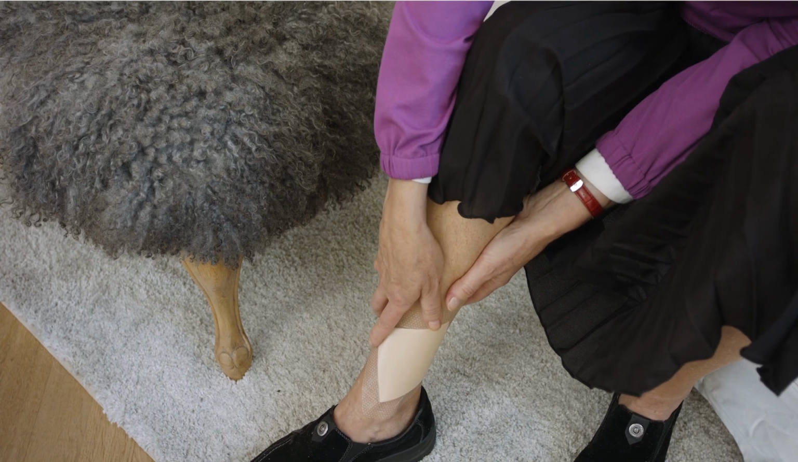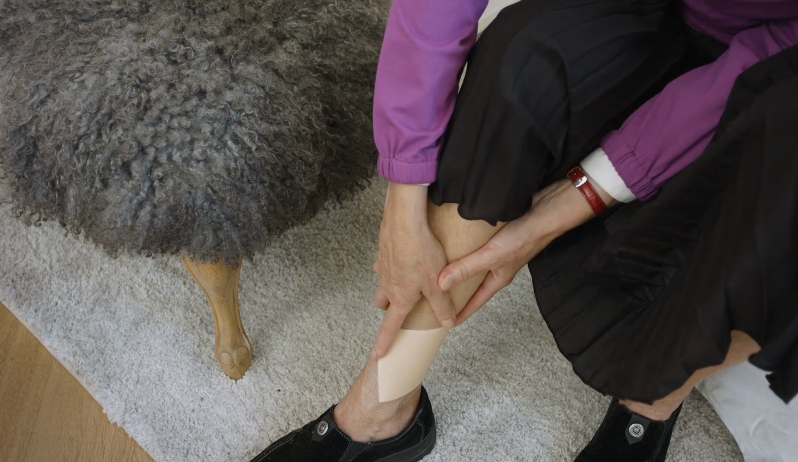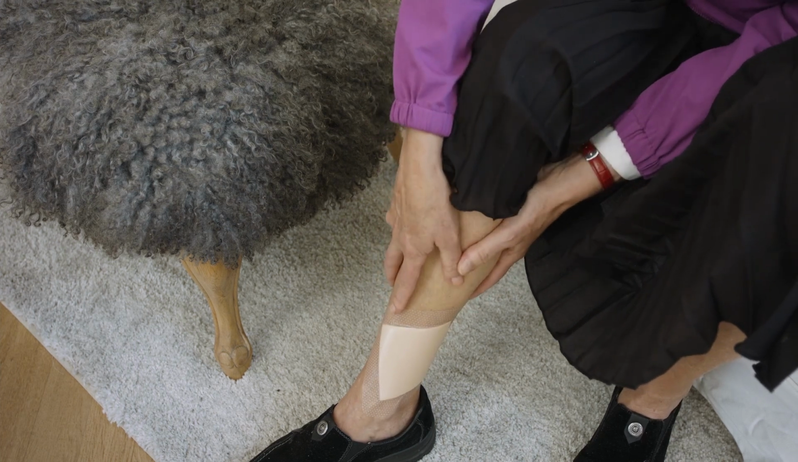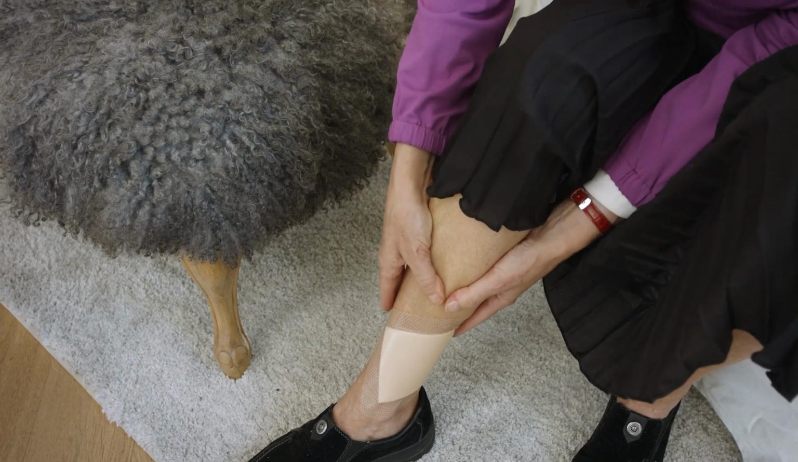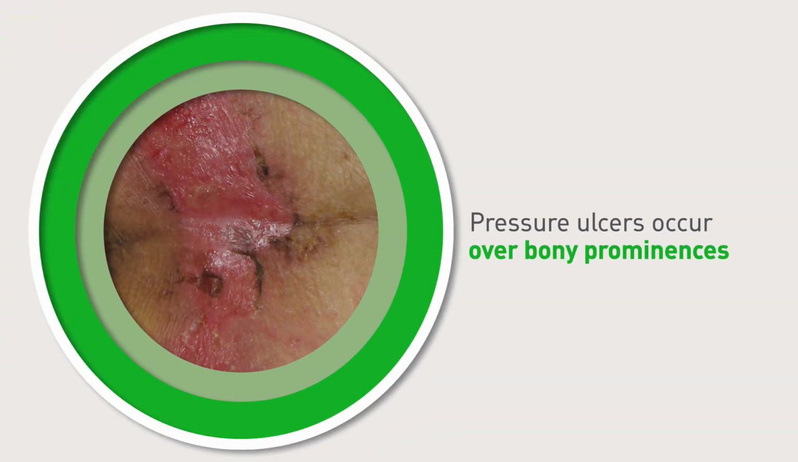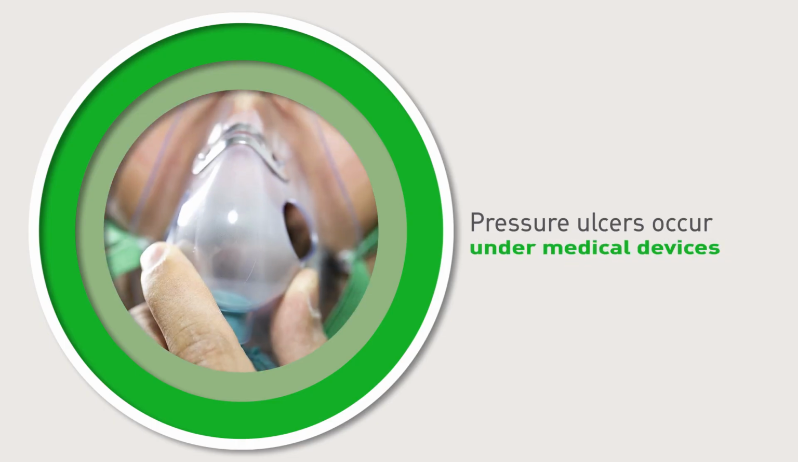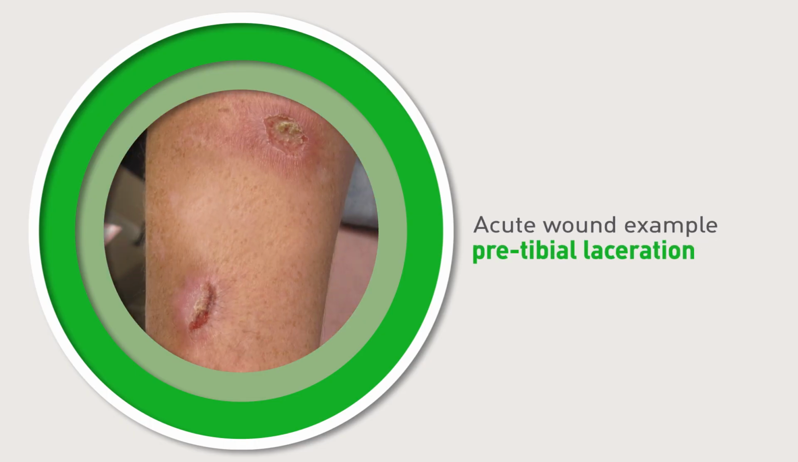The location of the wound will help with making the diagnosis, as venous leg ulcers occur in the gaiter area, which is above the ankle and below the knee. And pressure ulcers are found over bony prominences, such as the sacrum, or under medical devices such as oxygen tubing. Acute wounds caused by trauma can be found on any part of the body. An example of an acute wound on the lower limb is a pretibial laceration.